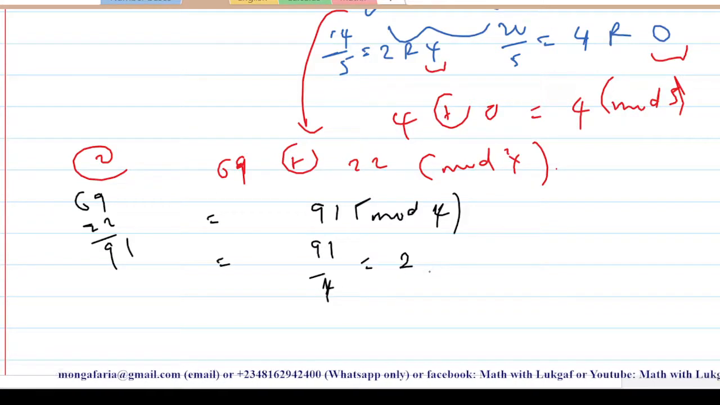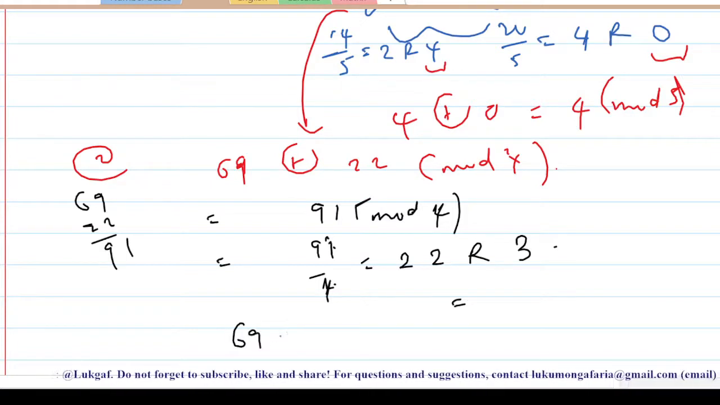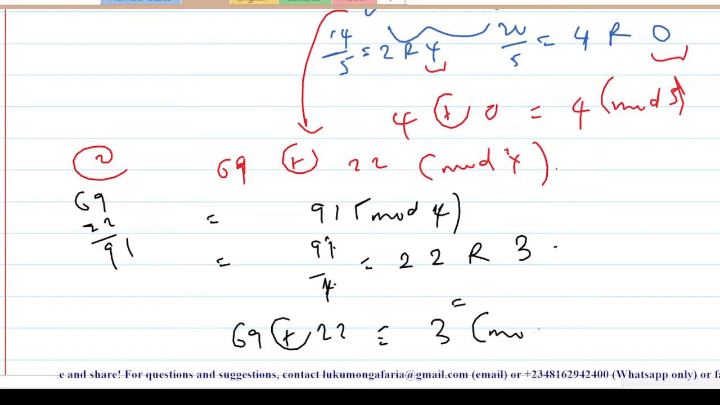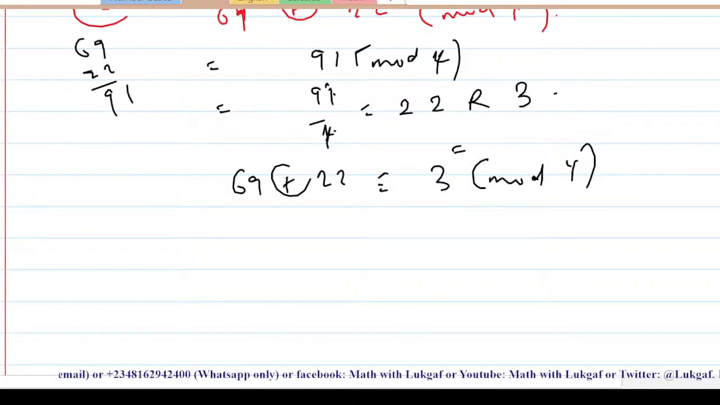9. That's 2. Remainder what? Remainder 1. 4 in 11 is 2. Again, remainder what? Remainder 3. Then you are going to write your remainder. So you can say 69 plus 22 is equivalent to 3 in what? In modulo 4. So equivalent to 3 in modulo 4. This is very simple. This is how you are going to do it. If I were you, I will try the second approach too.